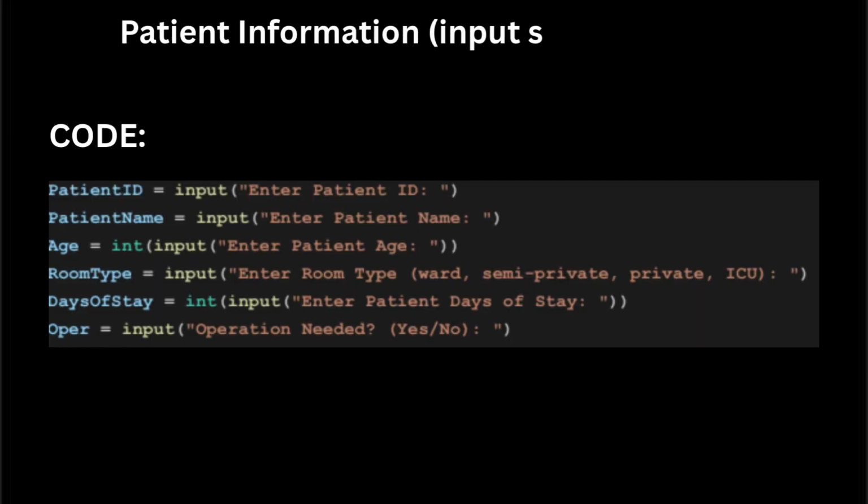So, in the first part, we collect the basic patient's information. We use the input function to get the patient's ID, name, room type, and if they needed an operation. We also get their age and days of stay, and we use the int function to convert those inputs into numbers or integers, so we can use them in calculations.